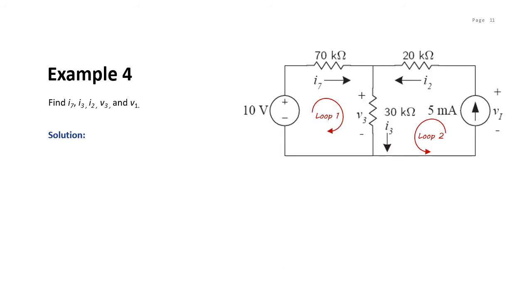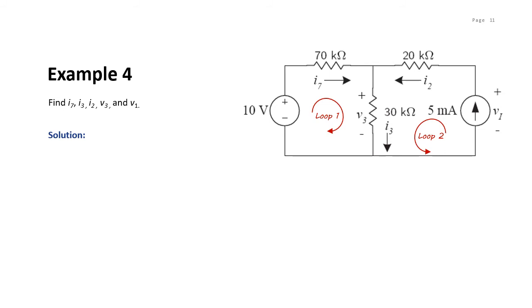Okay, let's do another example. This one is more complicated as compared to the simpler one just now. In this case, we have two loops, loop 1 and loop 2. We need to identify the direction of the loop. For loop 1, I'm saying it is clockwise, and for loop 2 it is counterclockwise. So you need to find I7, I3, I2, V3, and V1.